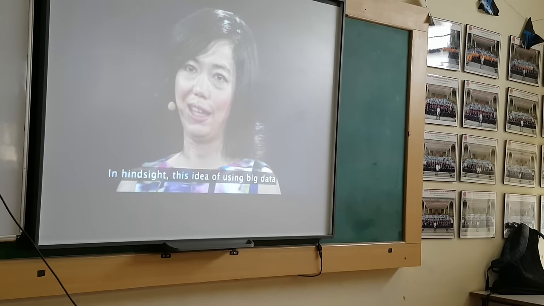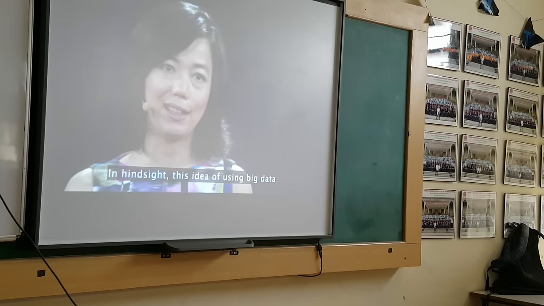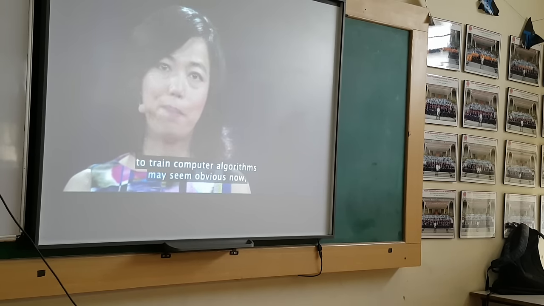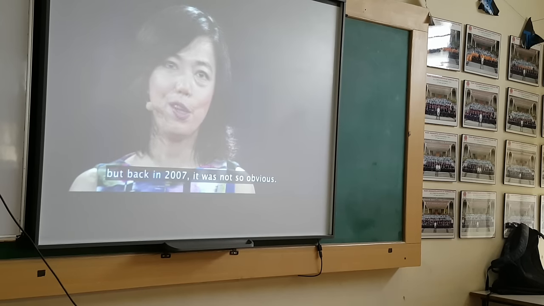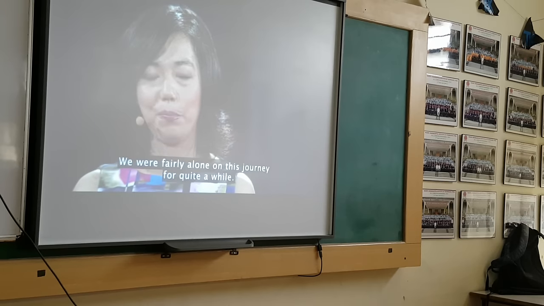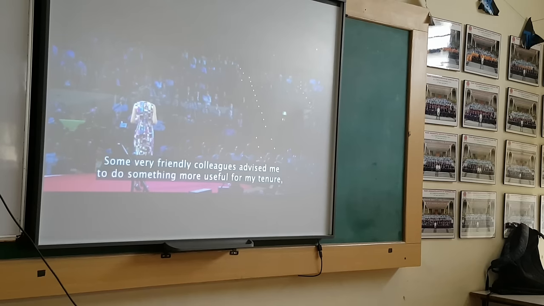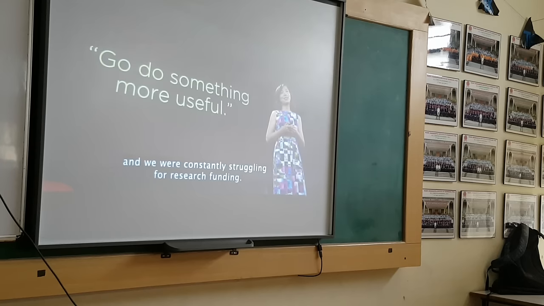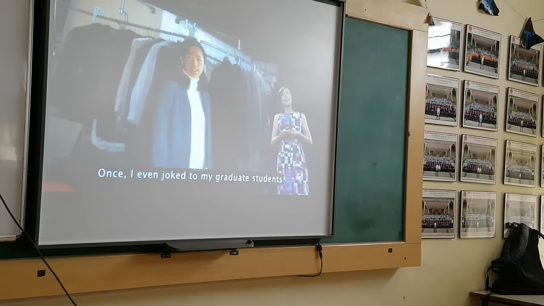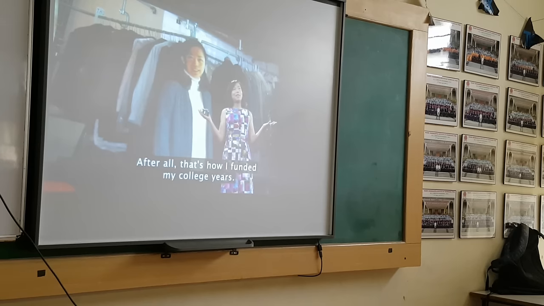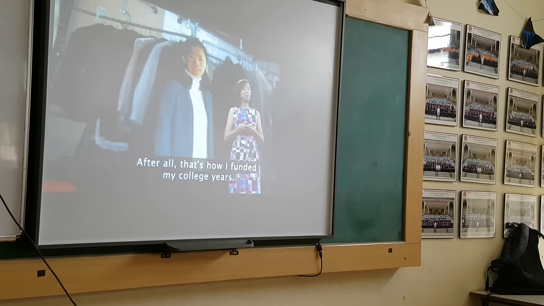In hindsight, this idea of using big data to train computer algorithms may seem obvious now, but back in 2007, it was not so obvious. We were fairly alone on this journey for quite a while. Some very friendly colleagues advised me to do something more useful for my tenure, and we were constantly struggling for research funding. Once I even joked to my graduate students that I would just reopen my dry cleaner shop to fund ImageNet. After all, that's how I funded my college years.